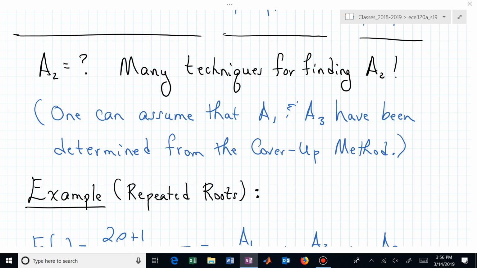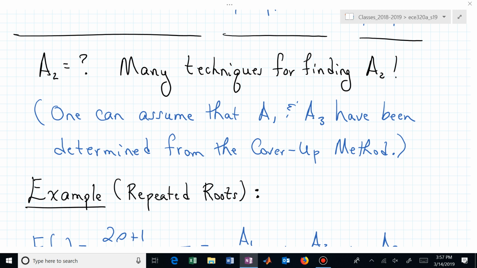A sub 2 arises because we had repeated roots. You can use these additional techniques when you have distinct roots if you want, but you definitely need to use them when you have repeated roots. But you could use them anytime you wanted to find a partial fraction expansion. And we'll assume that we've already calculated in this example a sub 1 and a sub 3. We found those using the cover-up method. We have three unknowns, a1, a2, and a3. And once we have those, we can go into the time domain because we have the expressions to do that.